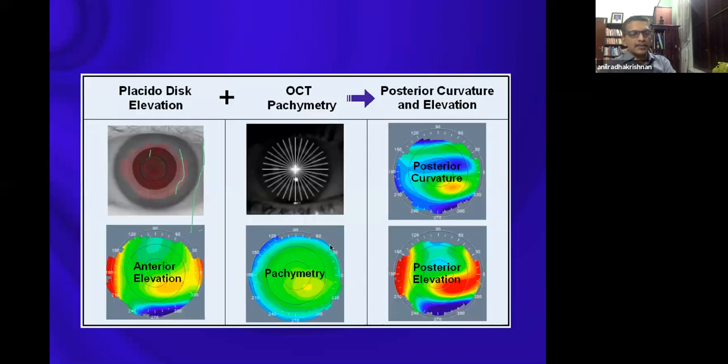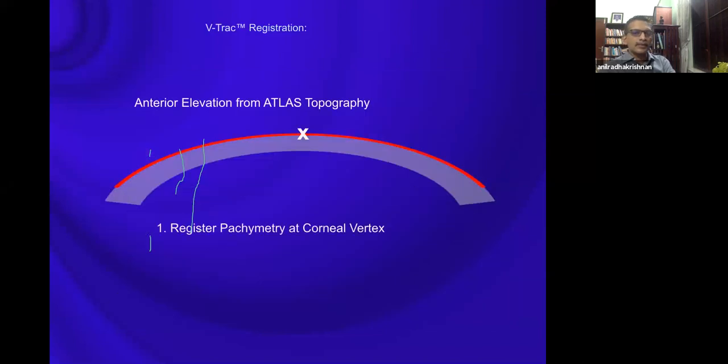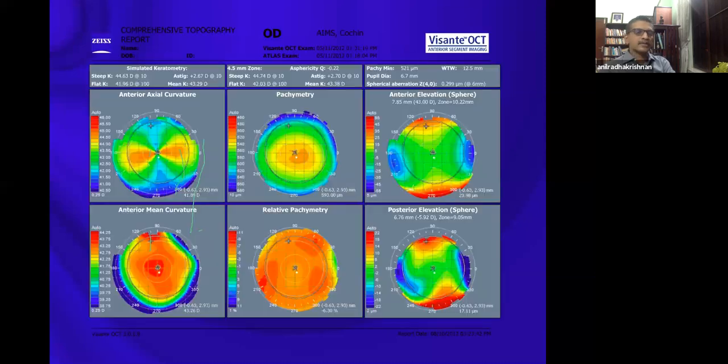So there is a Placido-based system, then there is registration happening so that this point is exactly corresponding to the central point over here. Otherwise, you can't do that. Then with that, you can calculate the posterior curvature. So anterior elevation from Atlas topography, then you can measure with the OCT, with which you can measure the posterior elevation. So this also gives similar printouts like Pentacam.